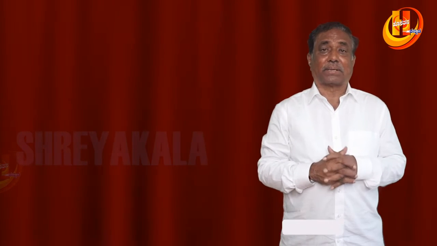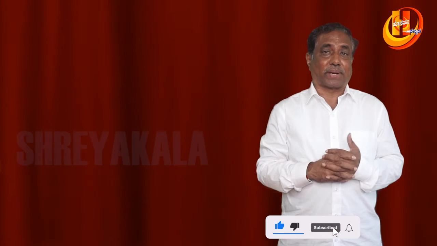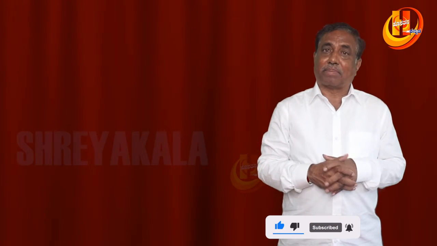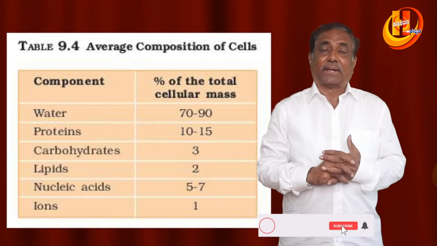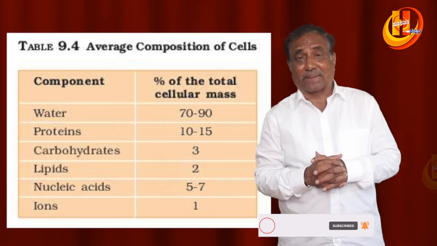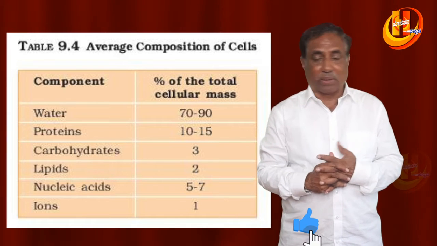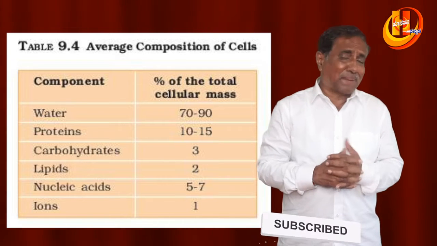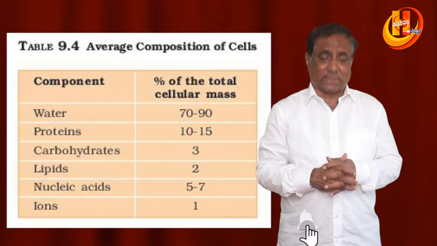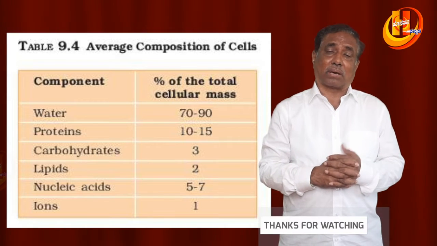Say for example, in the cell, water contributes about 70 to 90%, proteins 10 to 15%, nucleic acid 5 to 7%, carbohydrates 3%, lipids 2%, and ions 1%. So these are some of the macromolecules which are acid insoluble, and the acid soluble are many micromolecules.